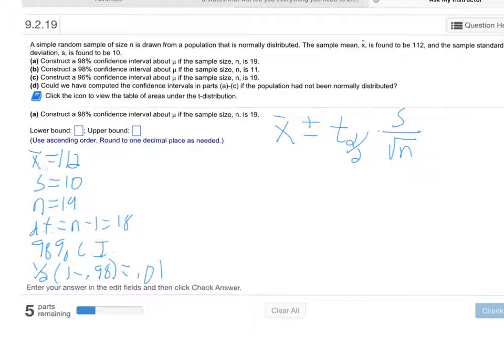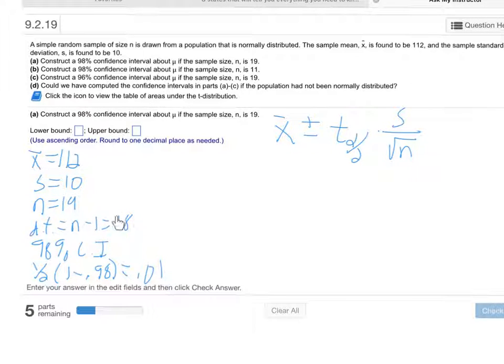Let's see. So they gave us that the sample mean is 112. The sample standard deviation is 10. The sample size is 19. Well, if the sample size is 19, that tells you the degrees of freedom would be n minus 1, which is 18. And you want a 98% confidence interval. So we have to use this table here to find the t critical value. So we take 1/2 of 1 minus 0.98, which is 0.01.